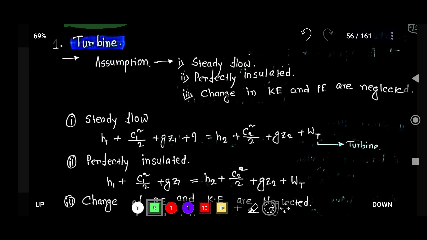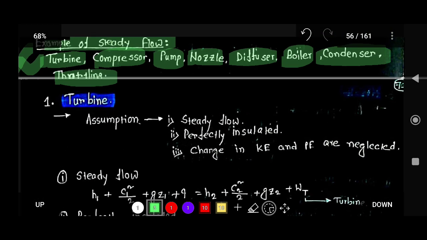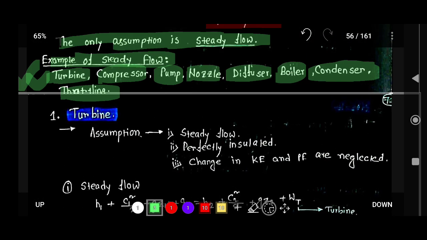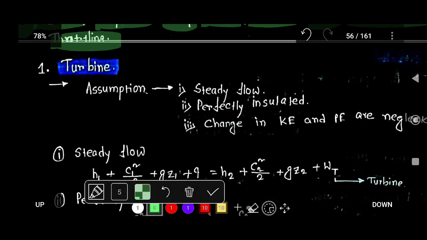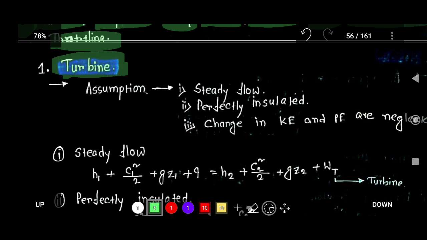Now in the last lecture, we just completed the steady flow energy equation. Now there are some steady flow devices like turbine, compressor, pump, nozzle, diffuser, boiler, and condenser. Let's apply this steady flow energy equation first on the turbine. Okay, first focus on the turbine.